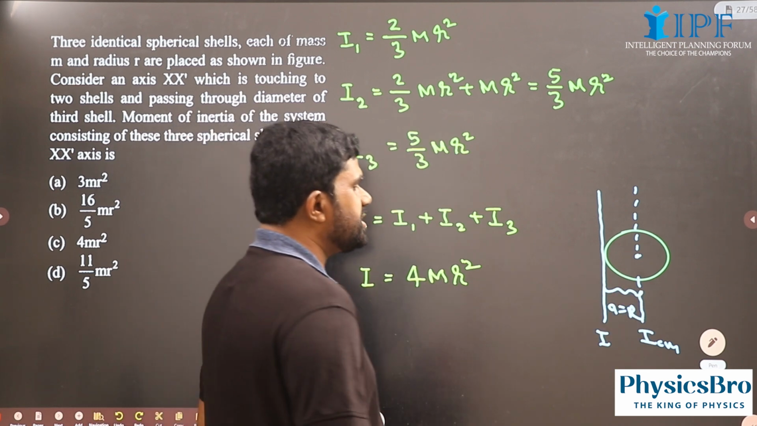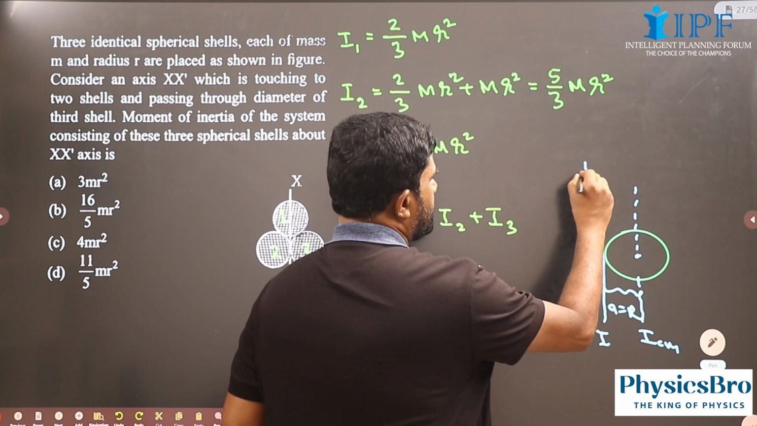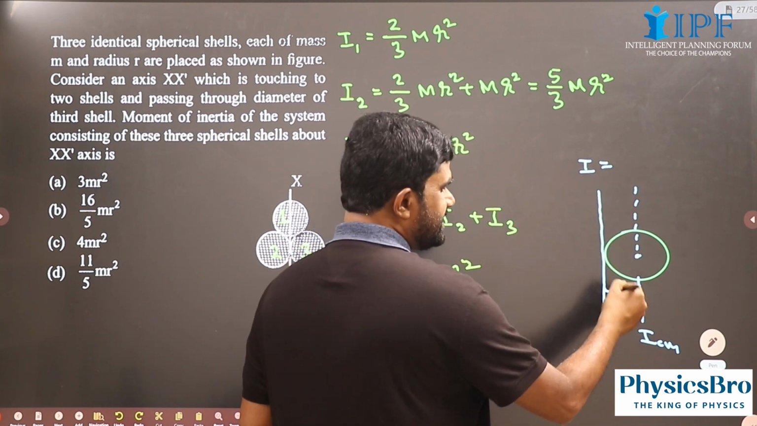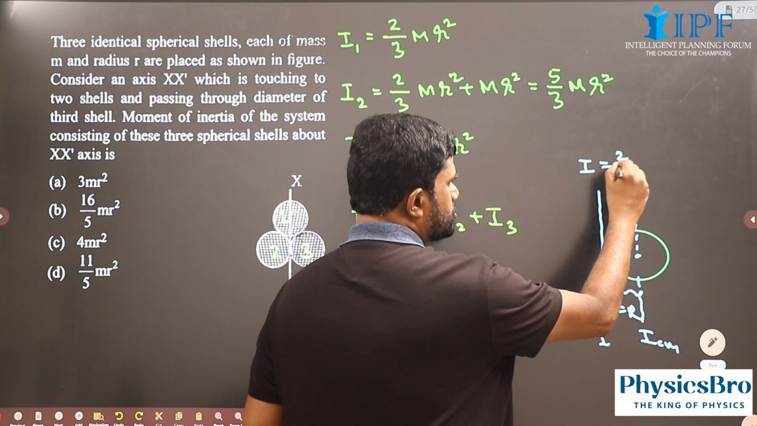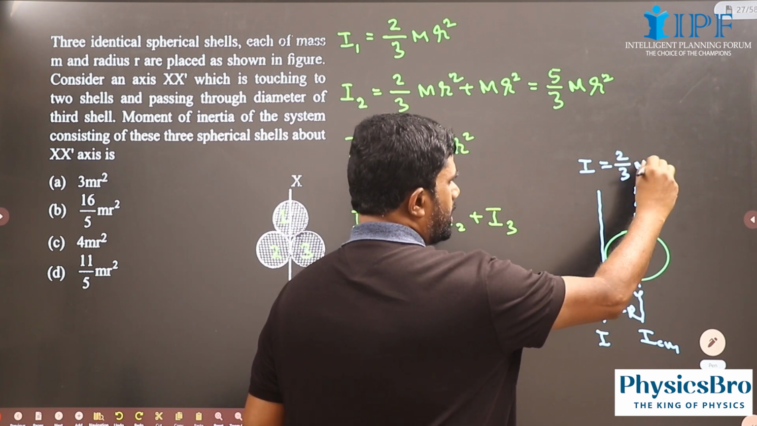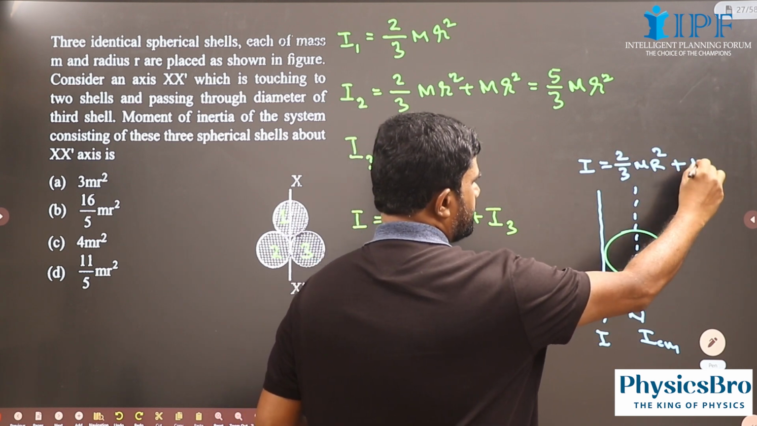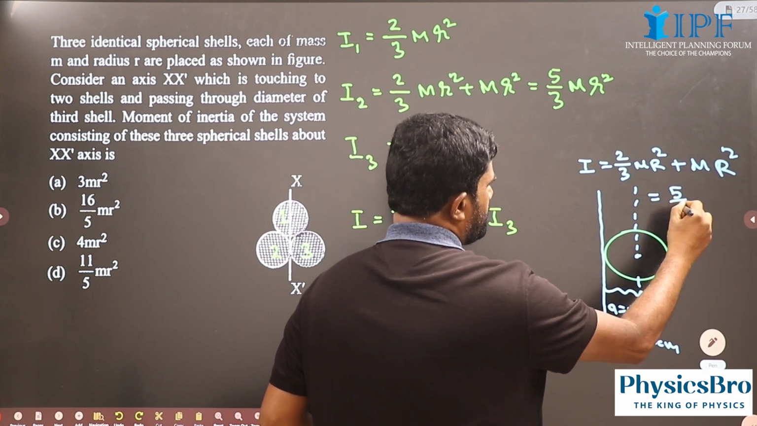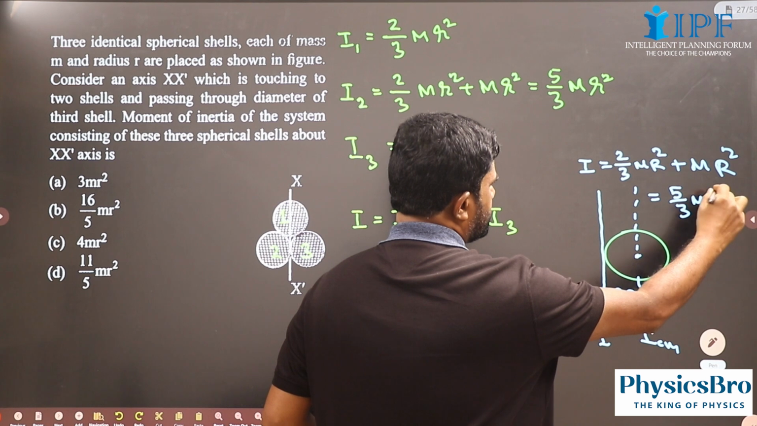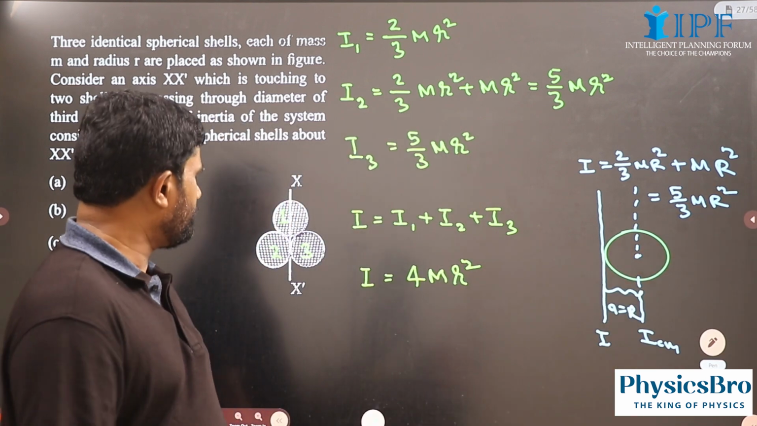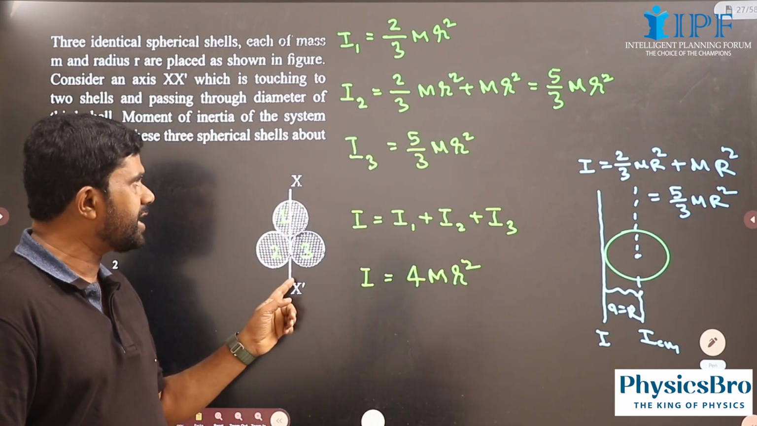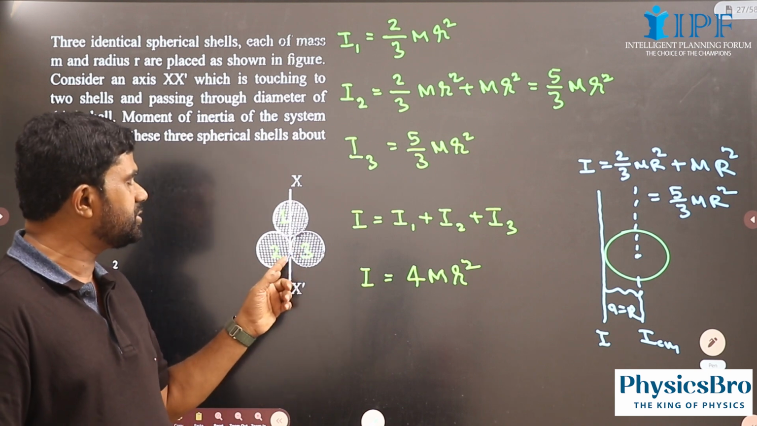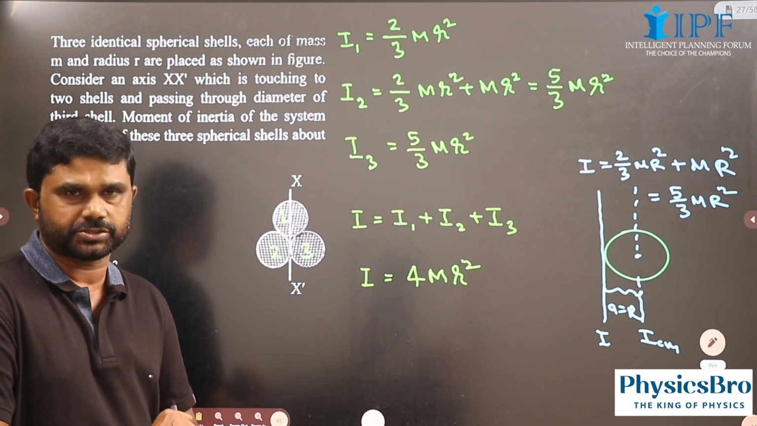So moment of inertia I will be equal to I_cm plus ma². I_cm means this one, that is 2/3 mr², plus ma² where a is r, so it will be mr², and this is equal to 5/3 mr². So the moment of inertia of the second shell about the given axis is 5/3 mr². The moment of inertia of the third shell about the given axis is also 5/3 mr².